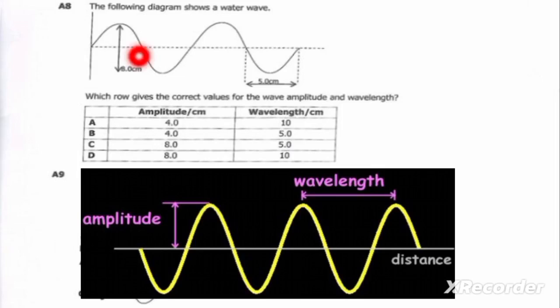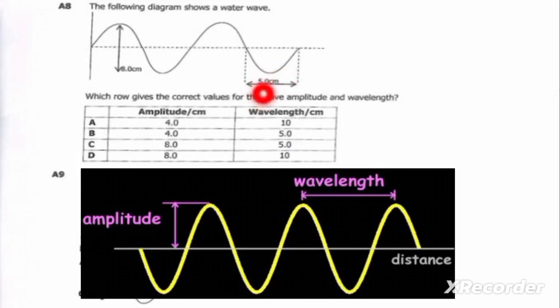So we can see that here we have this distance, and this distance is 8.0 centimeters. But we have seen that our amplitude here is not exceeding this line. So therefore, we are going to find the half of 8. The half of 8 is 4. Then here, to come up with a complete wave, this is a semicircle. So the length of this semicircle is 5 centimeters.